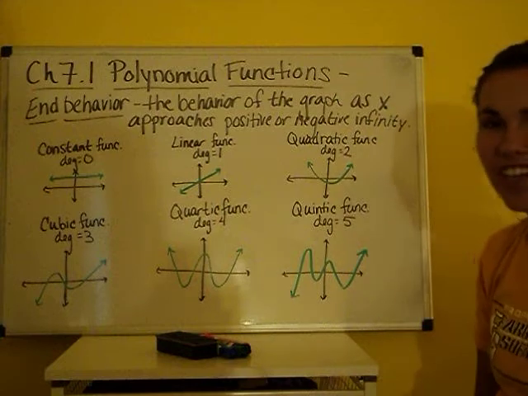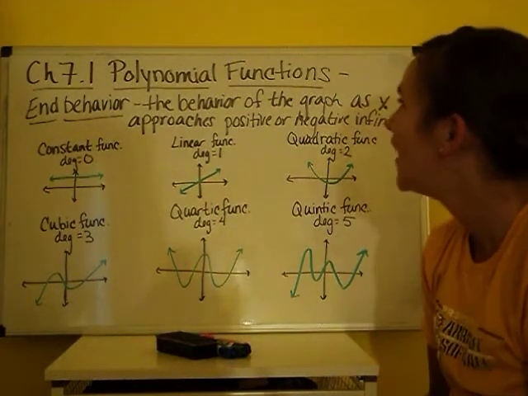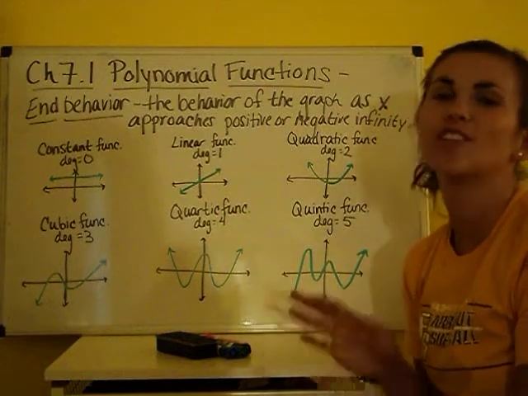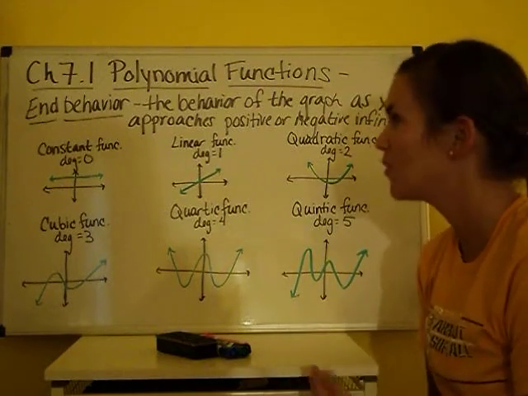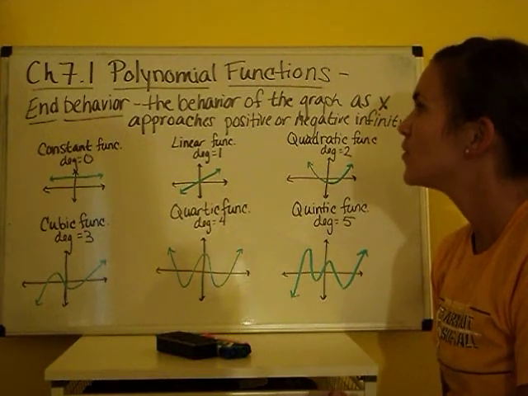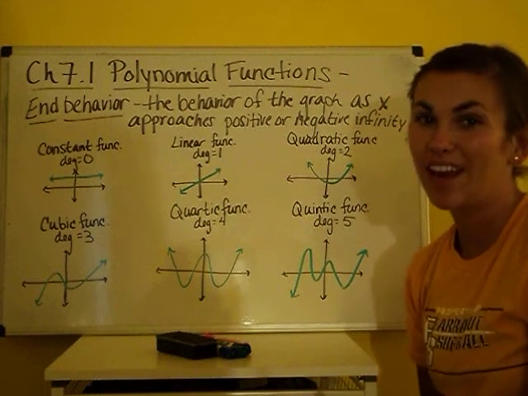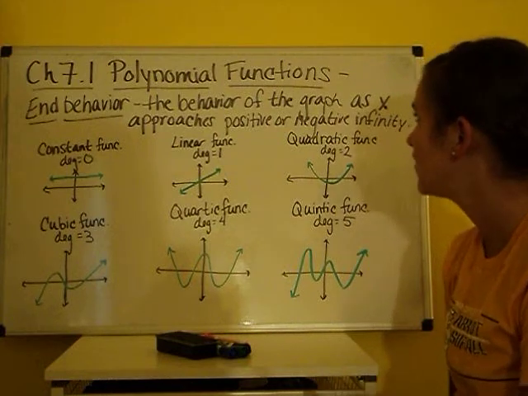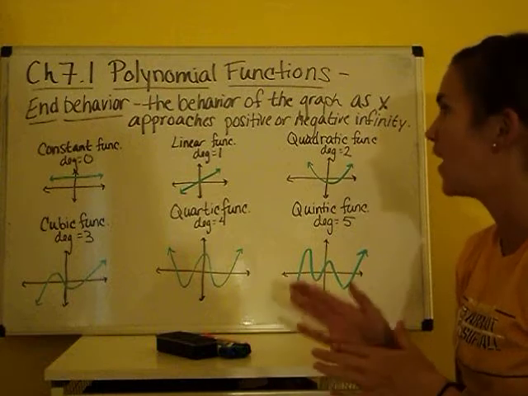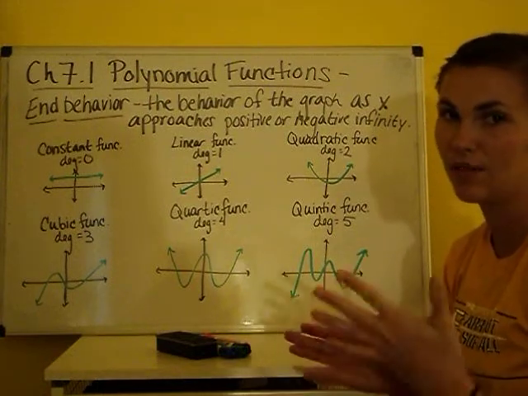of section 1 in chapter 7. And today we're going to talk more about what polynomials look like. As opposed to evaluating them, we're going to look at their pictures, or their graphs. In order to do that, we're going to talk about the end behavior. The end behavior of a graph is what the graph is doing as x approaches positive and negative infinity.